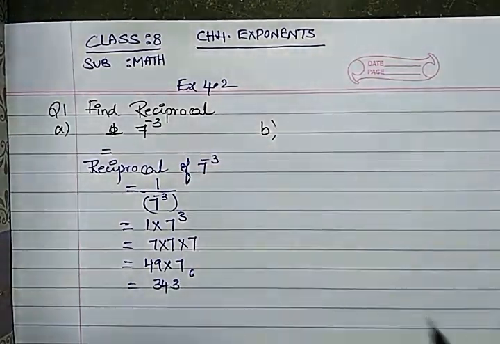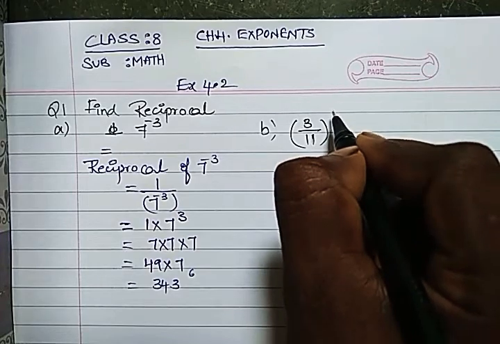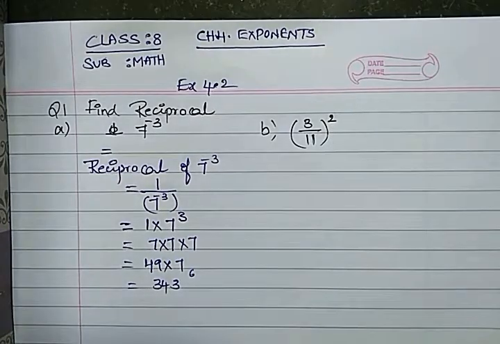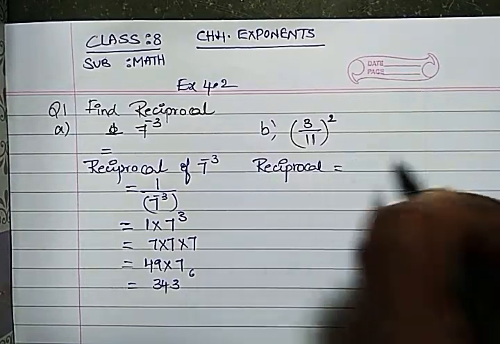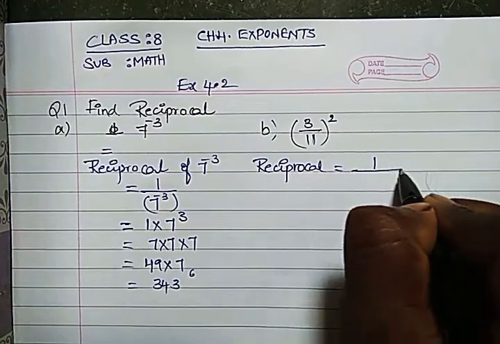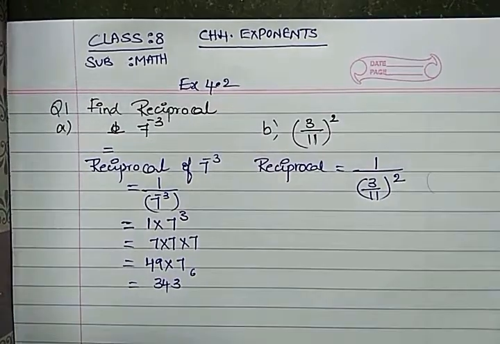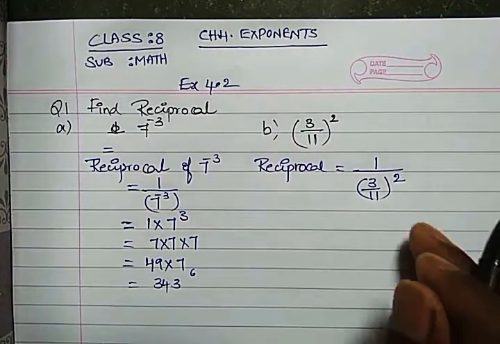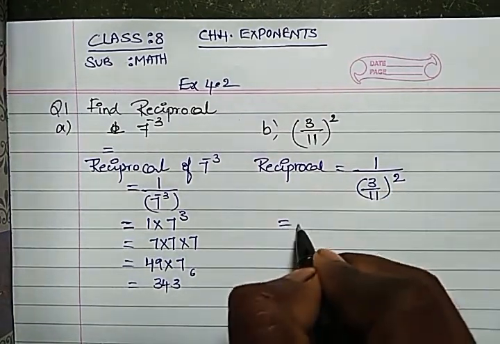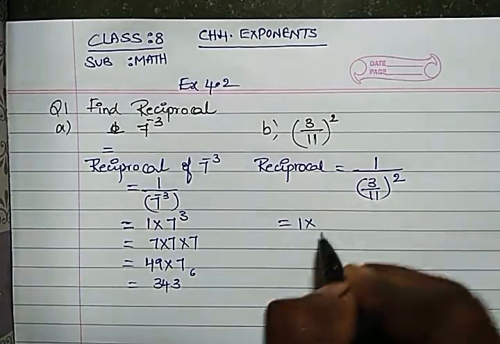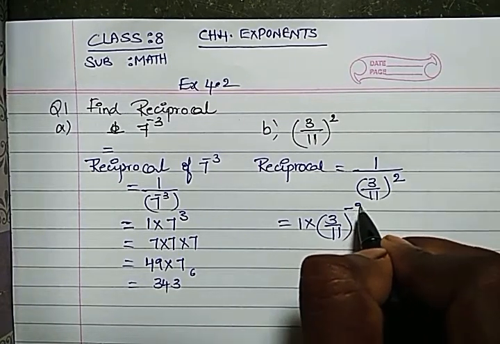B in this is 3 by 11 whole power 2. So the reciprocal of this is equal to, how do we write? 1 by 3 by 11 whole power 2. Okay, so now everything we have in the denominator should be written in the numerator. So we take it upside, 1 into 3 by 11 comes to the numerator, 3 by 11 whole power, now this plus 2 becomes minus 2.